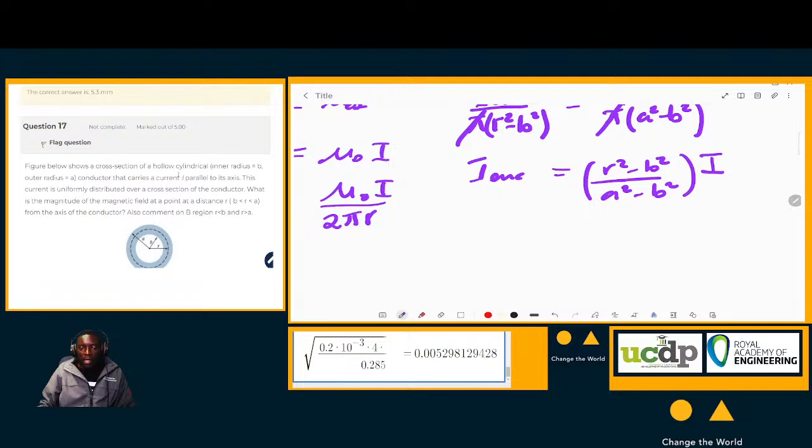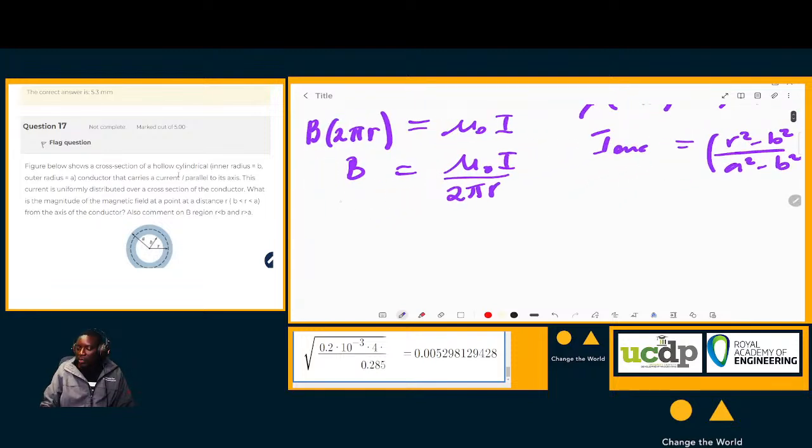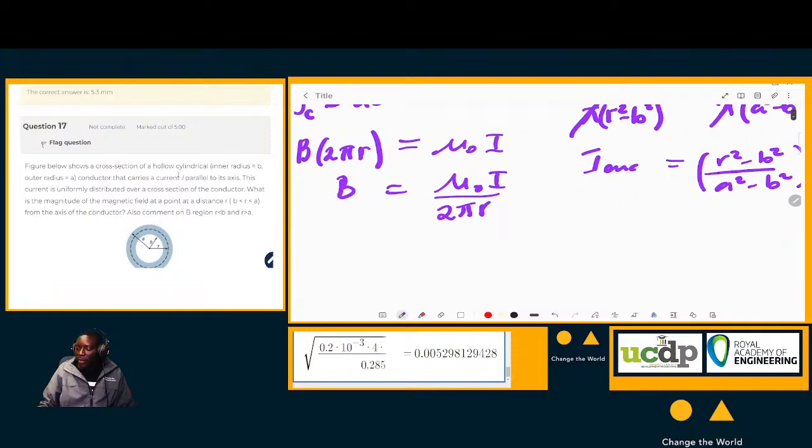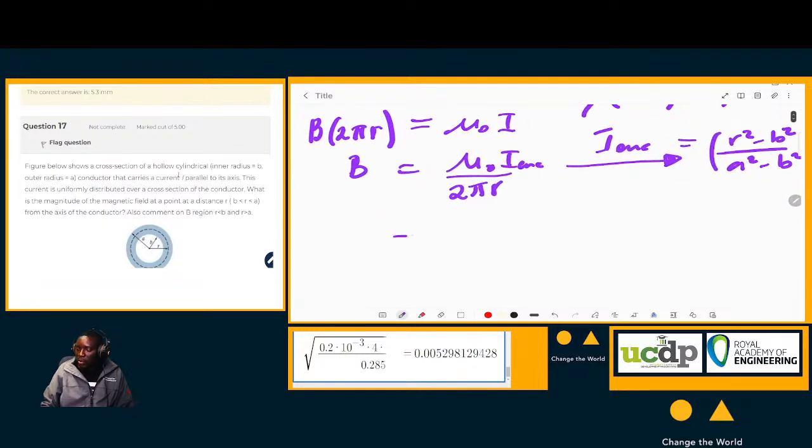So now the magnetic field within that region, the magnetic field that we're evaluating, represents our enclosed current, which we replace by this expression, leading to B equals mu naught over 2 pi r multiplied by I enclosed, which is (r squared minus b squared) over (a squared minus b squared).